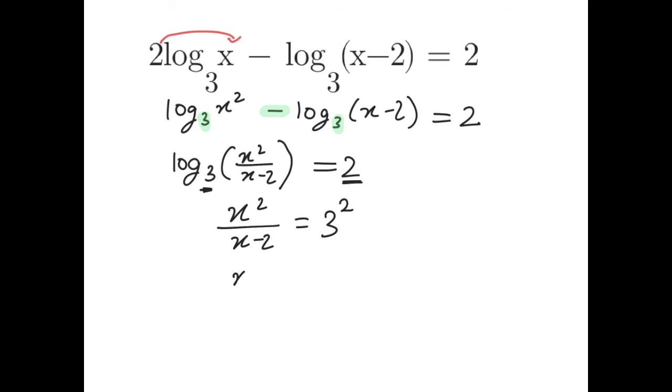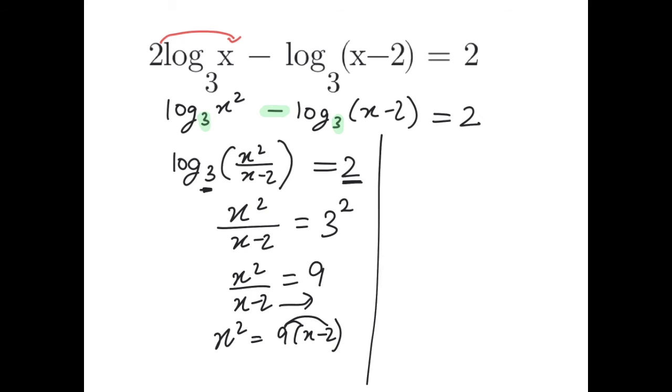So we would get x squared over x minus 2 is equal to 9. If we send this there, we get x squared is equal to 9, then x minus 2 in brackets because 9 is multiplying with both of these. We would get x squared is equal to 9x minus 18. And now, if we send all the terms here to get a quadratic equation, we would get x squared minus 9x plus 18 is equal to 0.